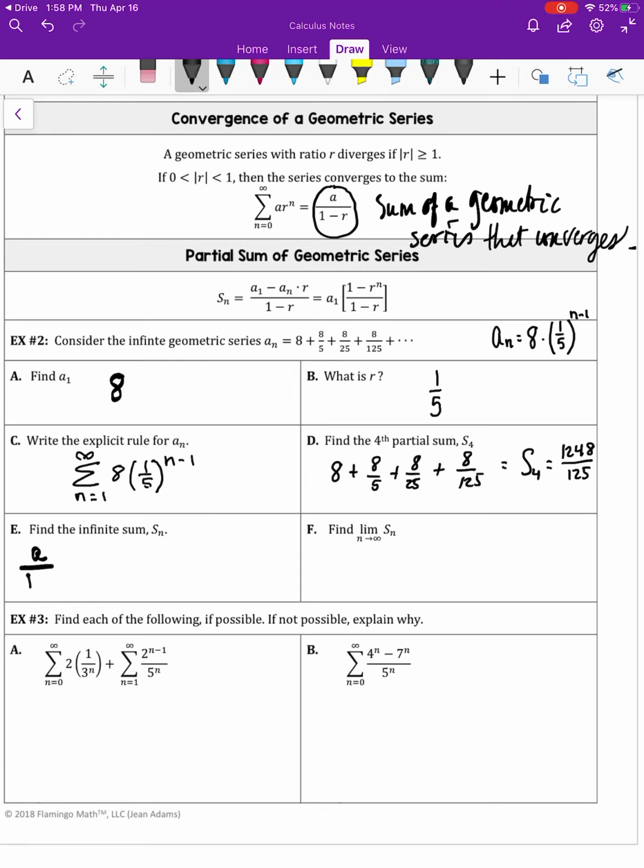And then find the infinite sum. Well, if you want the infinite sum, we had to make sure that our r was between 0 and 1, and it is. It's 1/5. And so that's going to be our a over 1 minus r, and a is our first term. 8 over 1 minus 1/5 would be 8 divided by 4/5, which would be 40/4, which is 10.